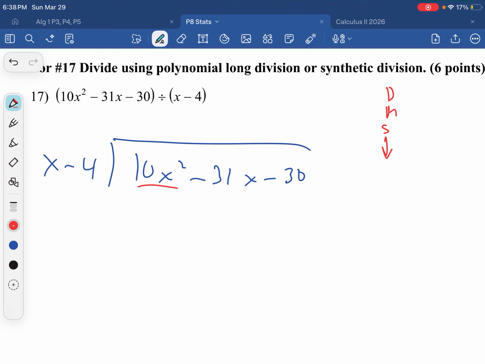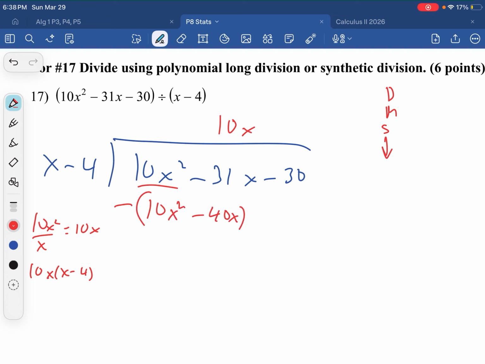So I'm taking the first term here, 10x squared, divided by x to get 10x. I'm writing it in the x term here, and I'm multiplying 10x times x minus 4. So I get 10x squared minus 40x. I'm going to subtract, so remember I'm changing the signs of both the 10x squared and the minus 40x. This is like minus 10, this is like plus 40. These cancel, and I'm left with 7x. Bring down the minus 30.